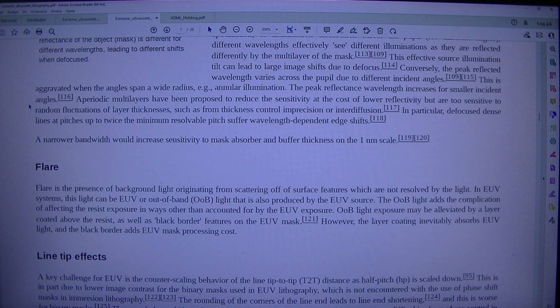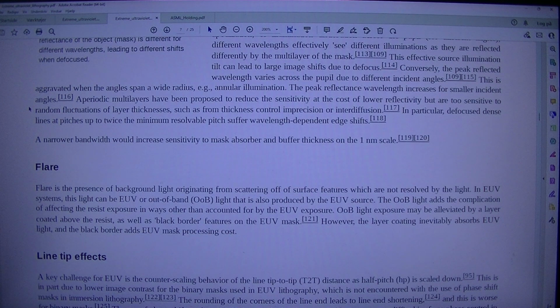116. Aperiodic multilayers have been proposed to reduce the sensitivity at the cost of lower reflectivity but are too sensitive to random fluctuations of layer thicknesses, such as from thickness control imprecision or interdiffusion.